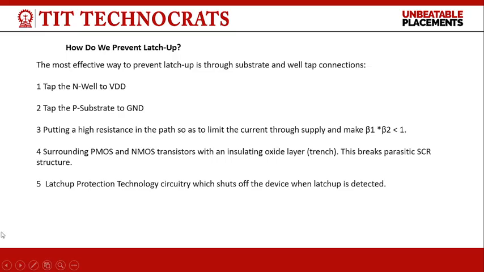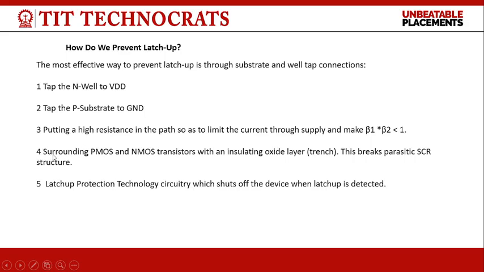Then the third one is putting a high resistance in the path so as to limit the current through the supply and make the gain of the PNP transistor and the gain of the NPN transistor, the product of both gains, less than 1. This is the way we try to prevent the latch up.